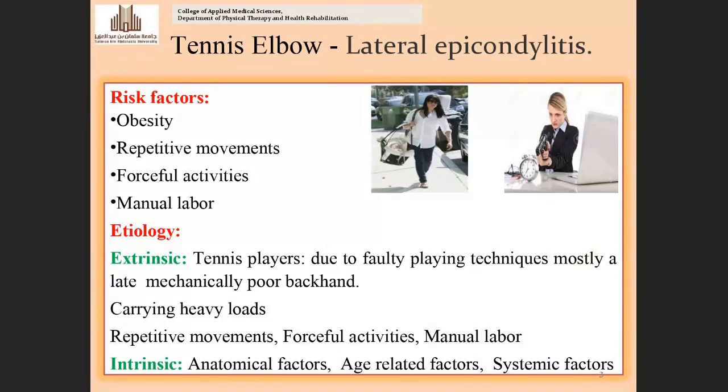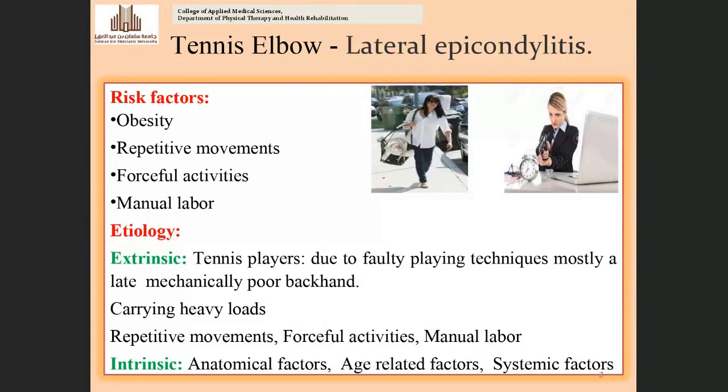When you see the important risk factors, what are the factors which may predispose to this condition? Those who are obese, those who are doing repeated movements at the elbow and the wrist, or those who are doing forceful activities, those who are doing manual labor, these are the cases which may predispose to tennis elbow.